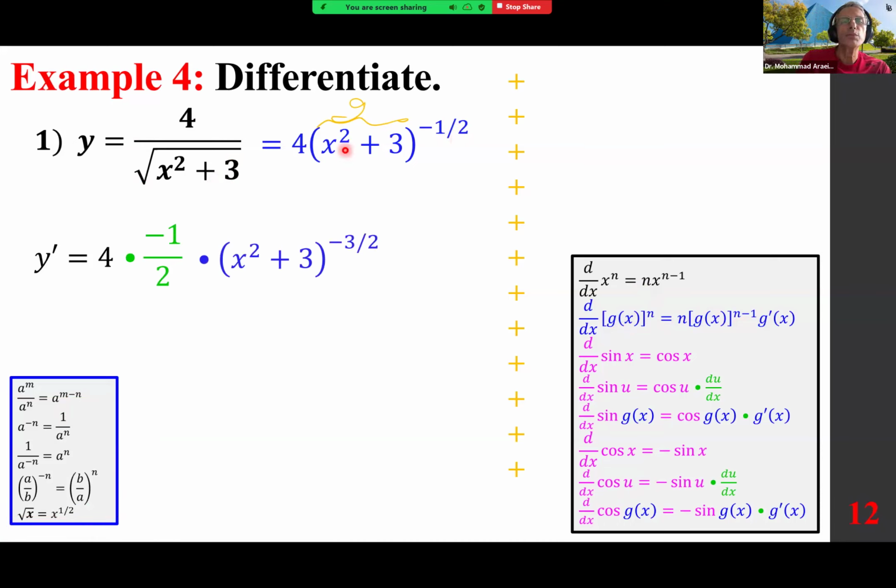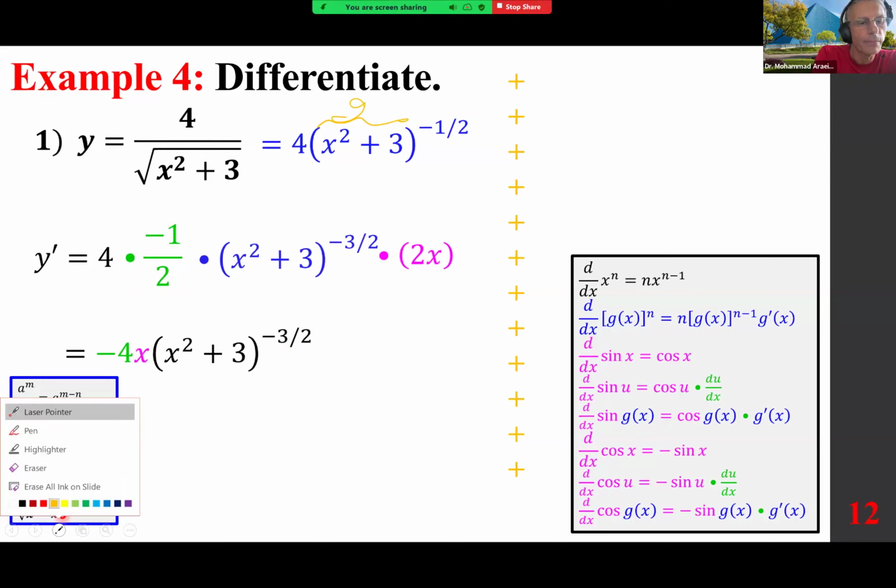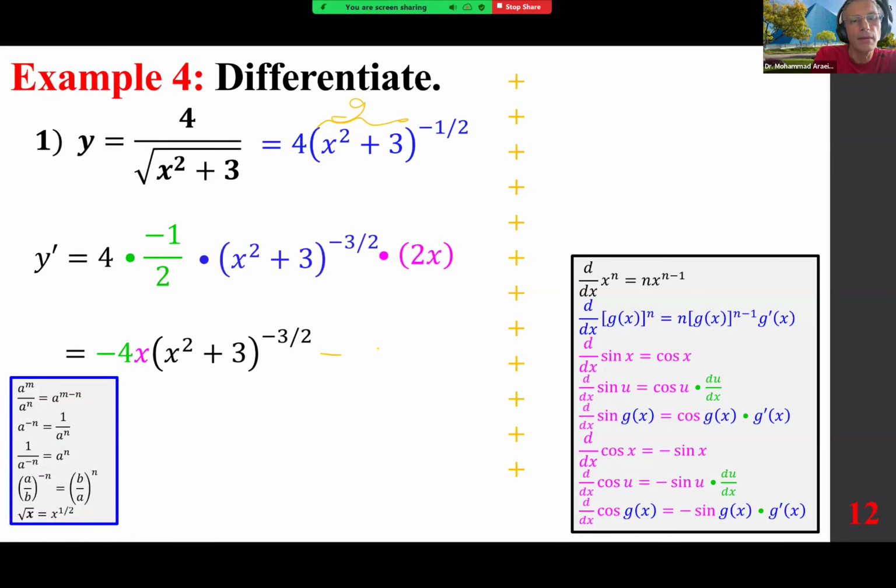And finally, you need g prime of x. The derivative of the inside is 2x. And you're done with calculus again. Now the product of 4 and negative 1/2 is negative 2, times 2x makes it negative 4x. This is minus 4x over x squared plus 3 to the power of 3/2.